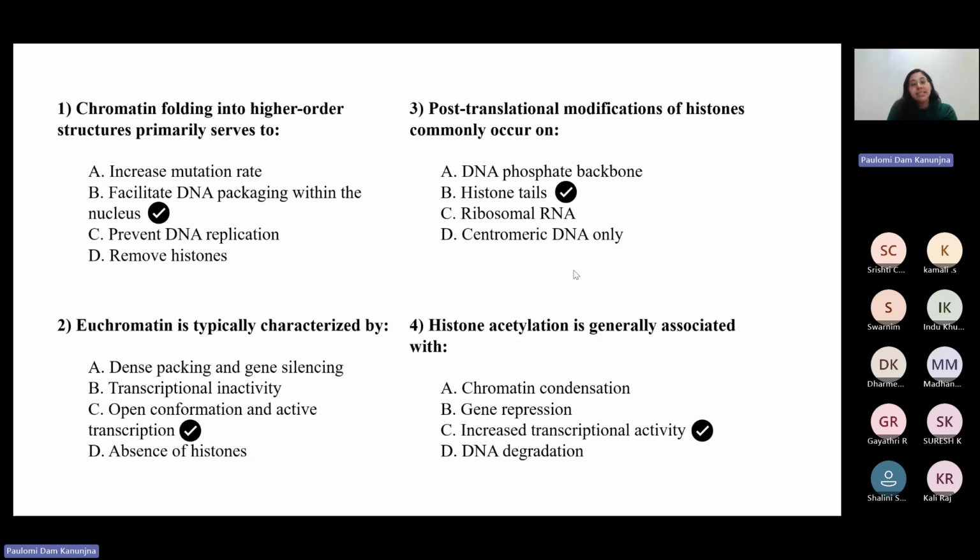Why? Because acetylation, which is basically adding of the acetate group, neutralizes a positive charge. And because the positive charge is reduced on the histone protein, they loosen up the interaction with the DNA, which is again a negative charged molecule. And because they loosen up interaction, you have more of the transcription machinery taking place.